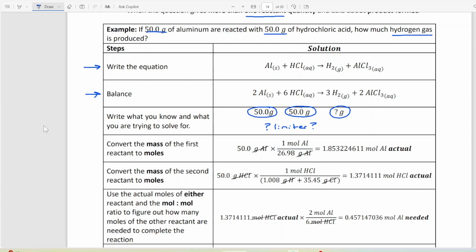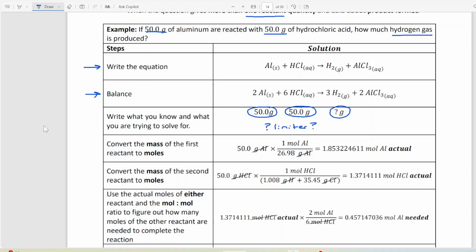Okay, so the way that we do it is we now convert the mass of each reactant into moles. So we're going to take the aluminum. We had 50 grams of aluminum. Each mole of aluminum weighs 26.98 grams. So we do 50 divided by 26.98, and we get 1.853224611 moles of aluminum, right? That's how many moles of aluminum are in 50 grams.